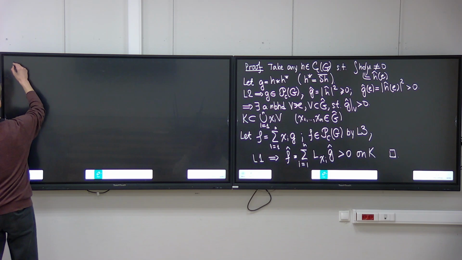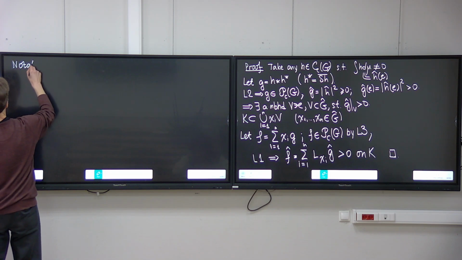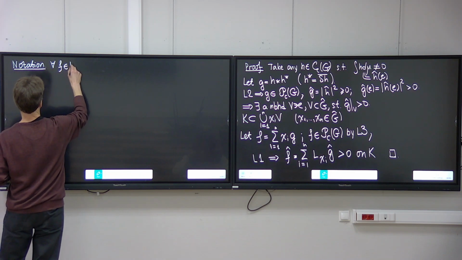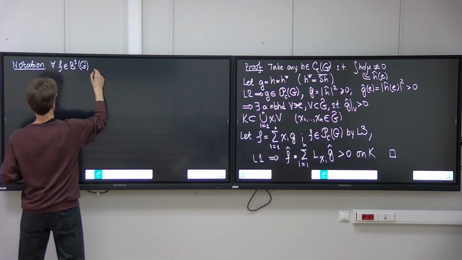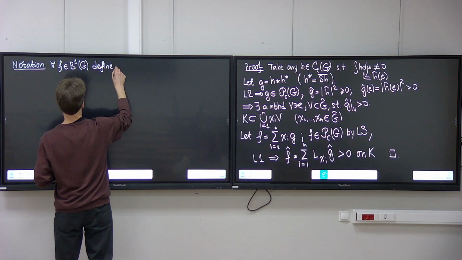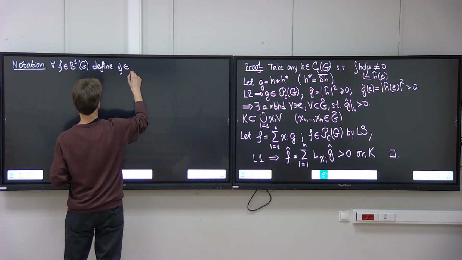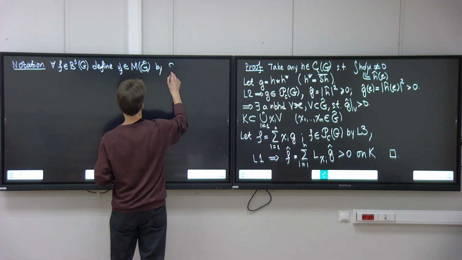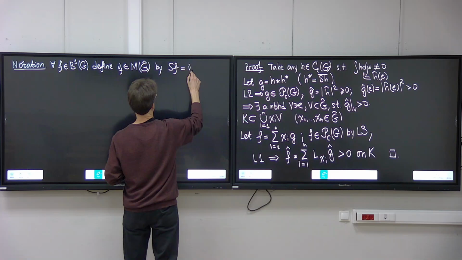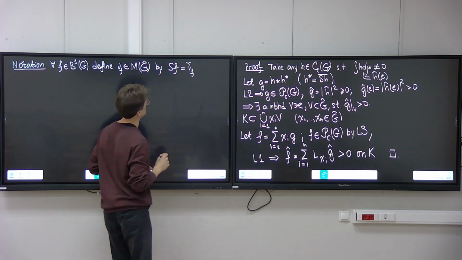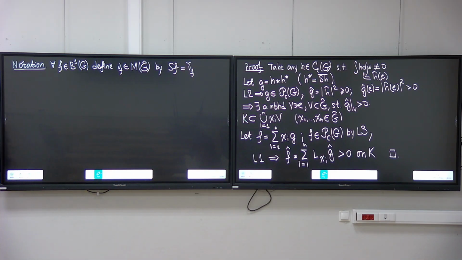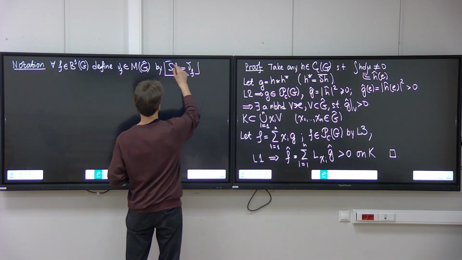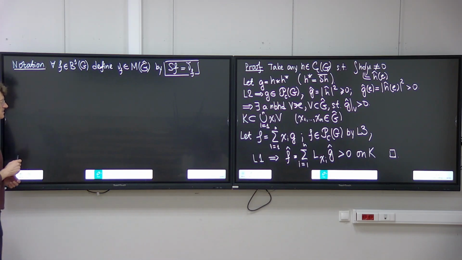Let's introduce the following notation. For every function f in B1(G), we define a complex Radon measure mu_f on the dual group as follows. It is the unique complex Radon measure whose dual Fourier transform is equal to Sf. This is well defined: such a measure exists, and it is unique.